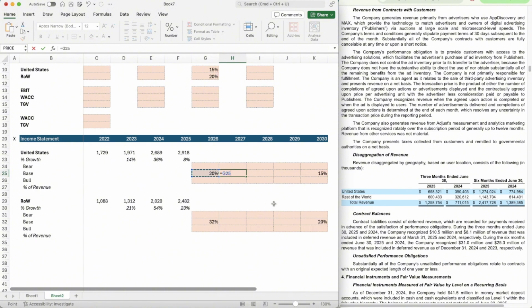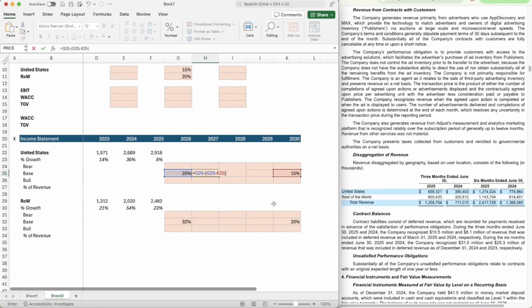equals, we take the previous year, subtract, open your brackets, the previous year minus the final year, close brackets, divided by the 2030 minus the previous year, close brackets. Now we want to lock in, what do we want to lock in? We want to lock in the column, but not the row for K25, or whatever it is on your own. This will always stay the same. So it's lock in both. And for this, we want the row to always stay the same, but not the column, sorry.